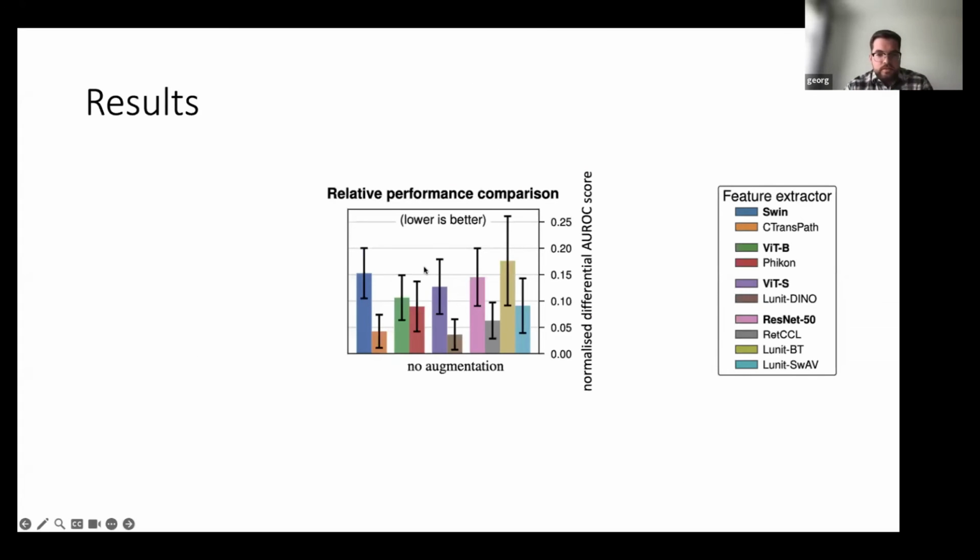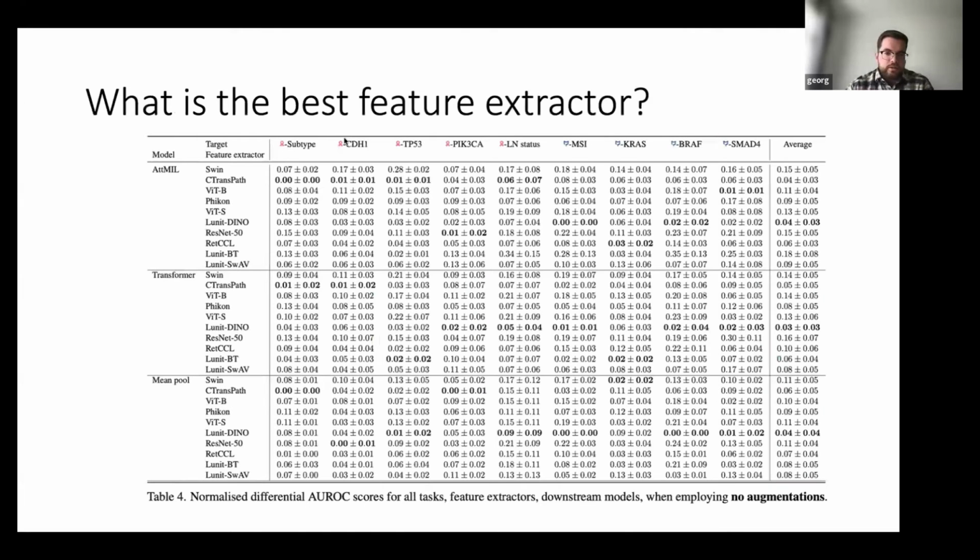So using this measure where lower is better, we found that C-trans path and Lunit-DINO perform the best when you average across all the tasks. So when you compare this normalized differential AUROC score and average that across all the tasks, we get these scores. So for every task, you then get a score.